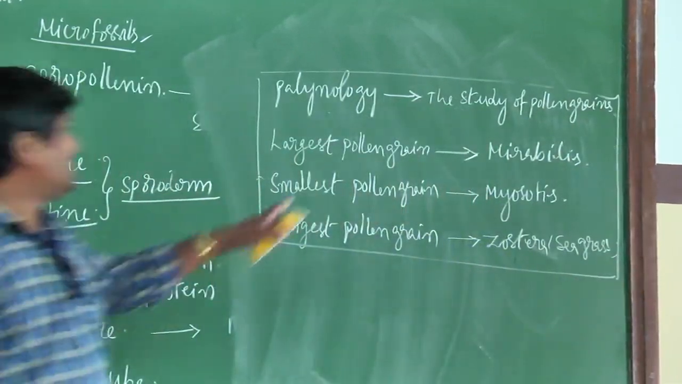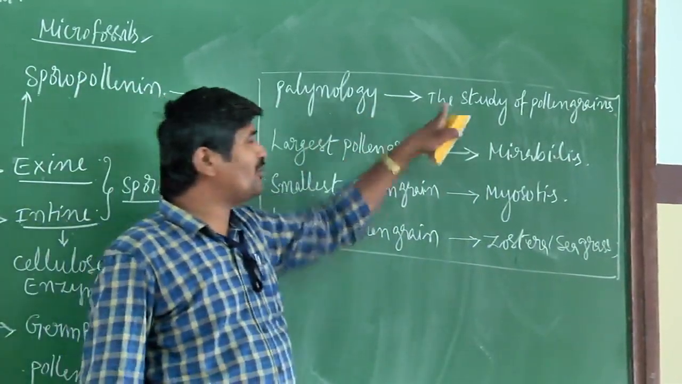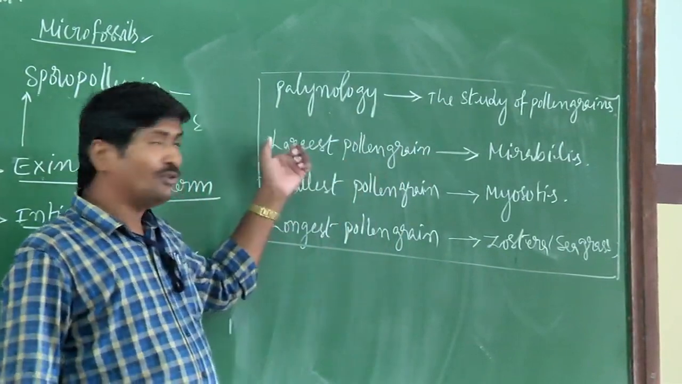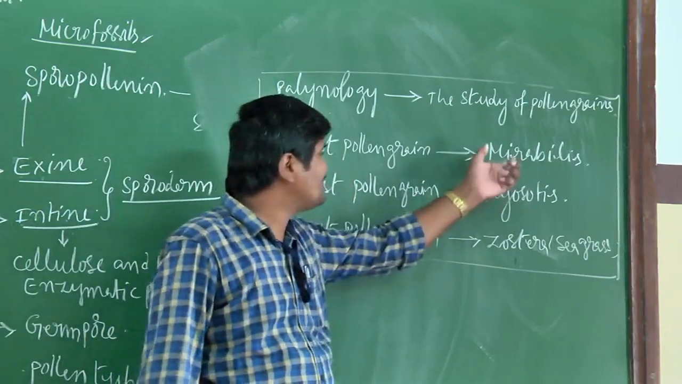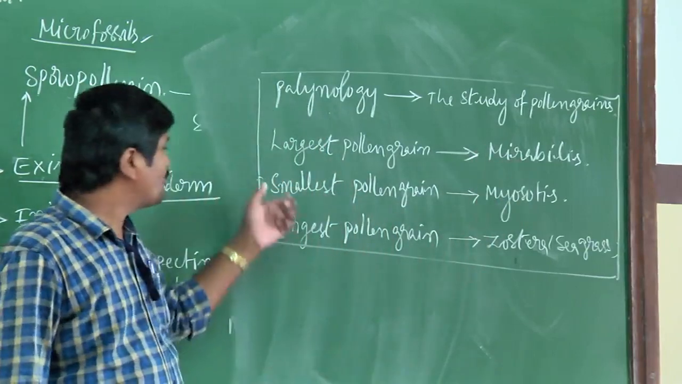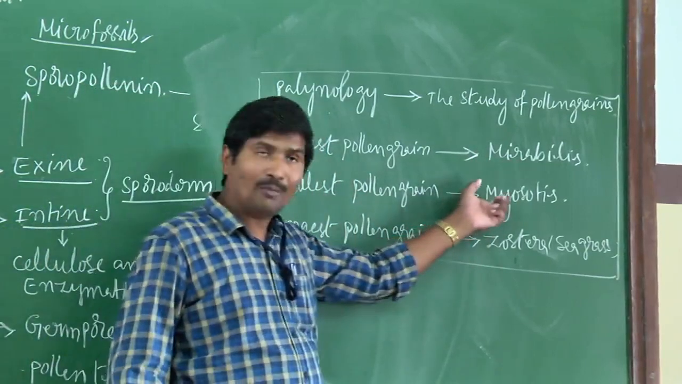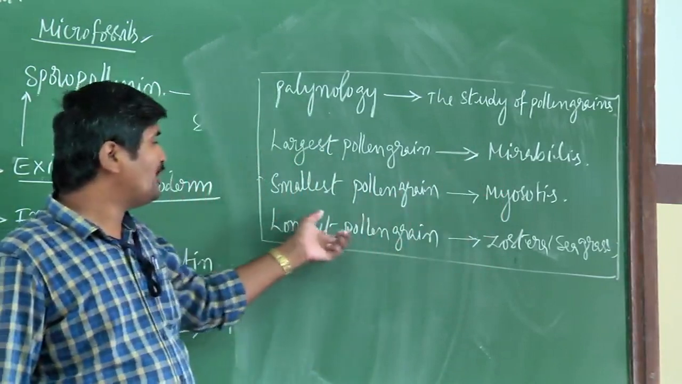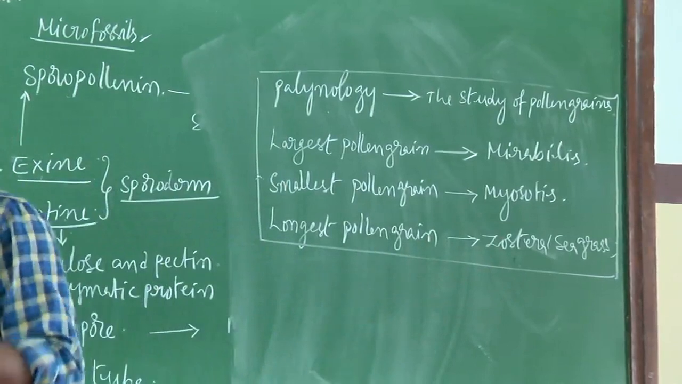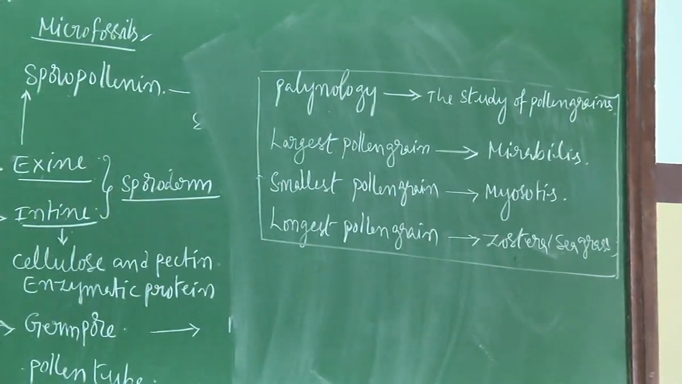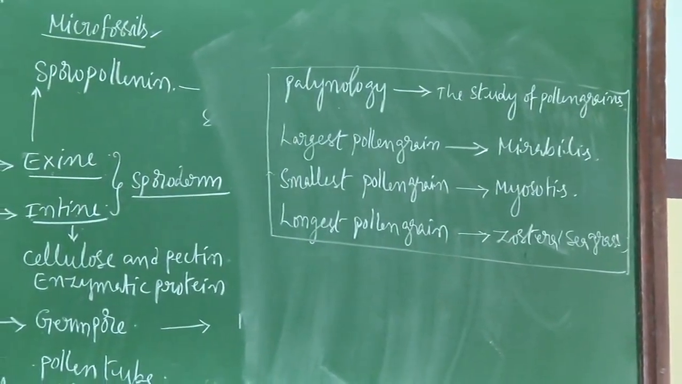So, what is it here? Palynology means the study of the pollen grains. So, which pollen grain is the largest in the flowering plants? That is Mirabilis. The smallest pollen grain is Myosotis, and the longest pollen grain is Zostera in sea grass. Okay, so this is the structure of the pollen grain.